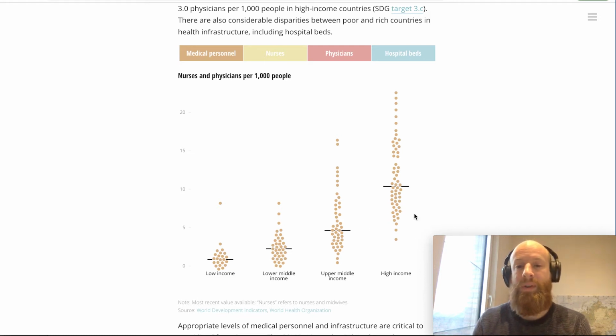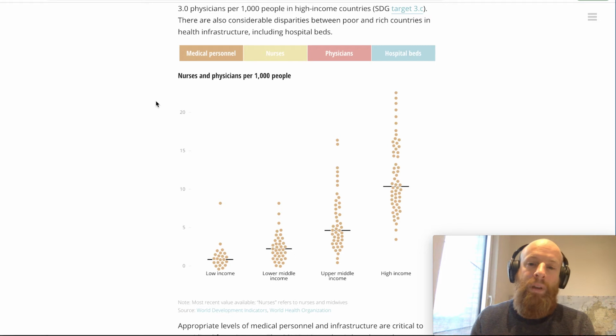But you can also see, and this was actually the point of this visualization, that there is a very wide spread. Even in high income countries, you have countries with very few medical personnel, like in Bahrain, for example, while on the other hand, Belgium, where I'm from, we have a lot of nurses and physicians relative to our population.